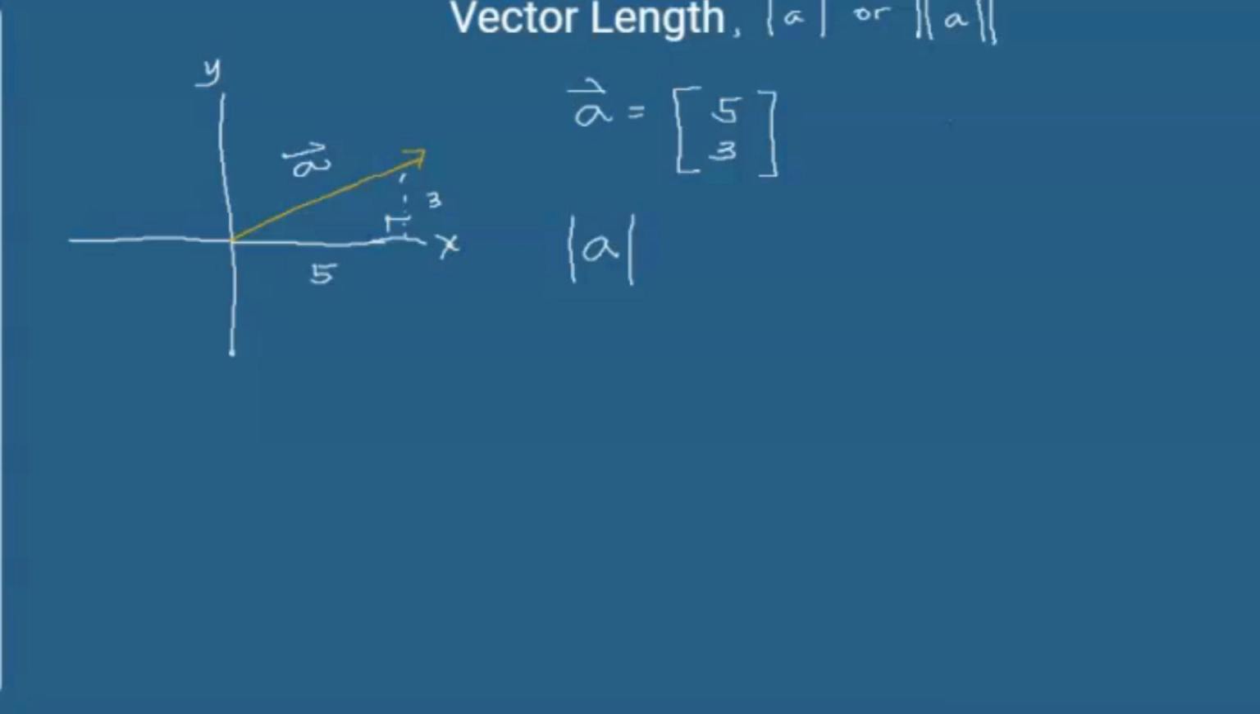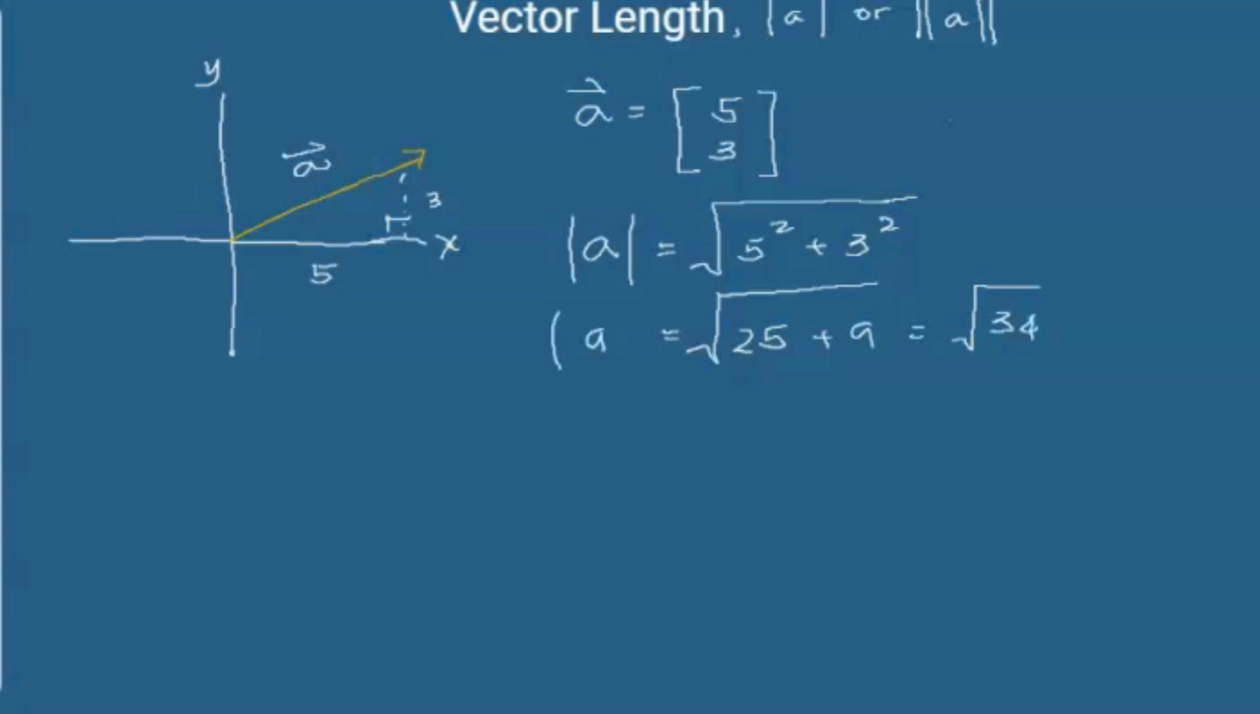So using the Pythagorean theorem, the length is equal to the square root of x component squared plus y component squared. So this is equal to the square root of 25 plus 9, where that is the square root of 34. So that is the length of vector A.